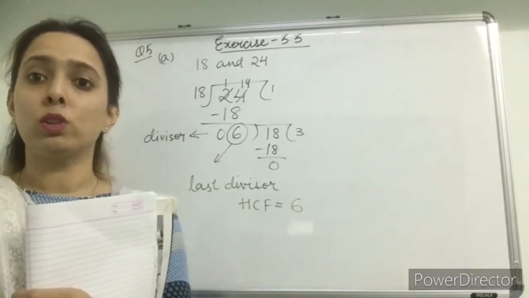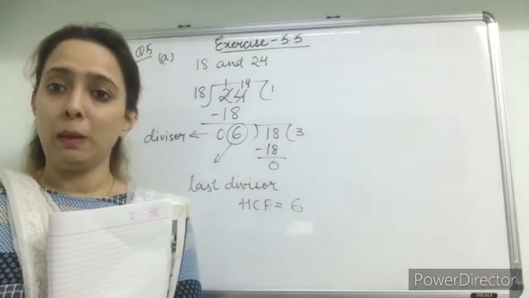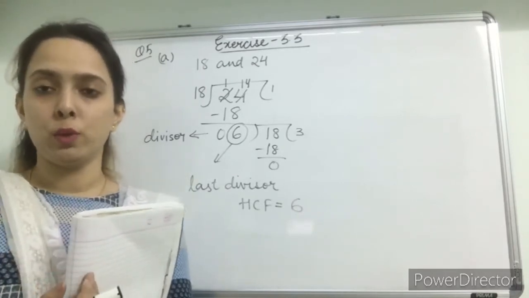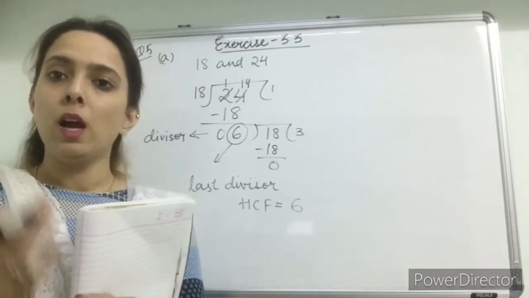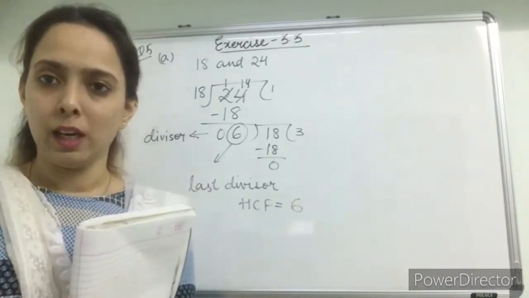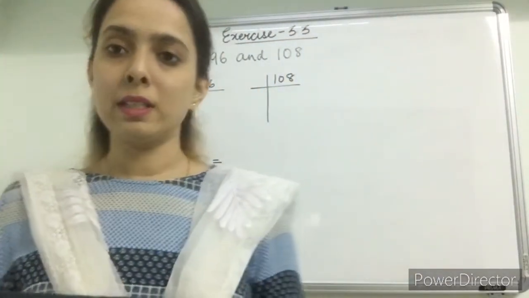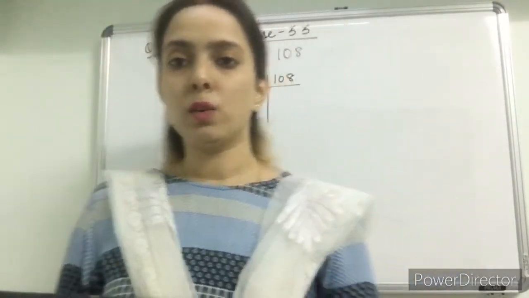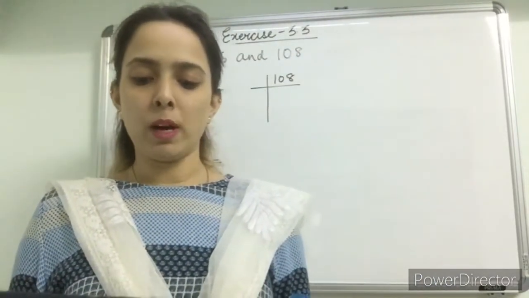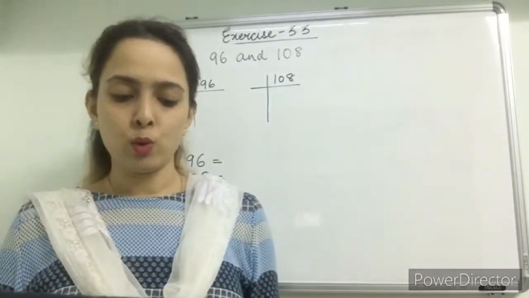Let's come to the last question, which has two word problems. I'm going to explain the B part. A and B parts, both questions you are going to do in your fair notebook. I will explain the B part. We will do the A part in the same way. The last question is question number 6. Let's read the word problems. Find the greatest number which divides 96 and 108 without a remainder.